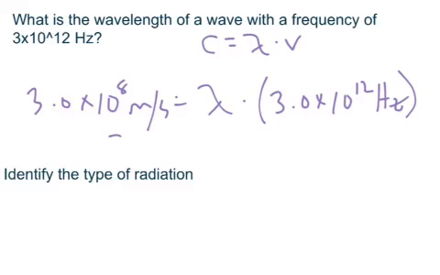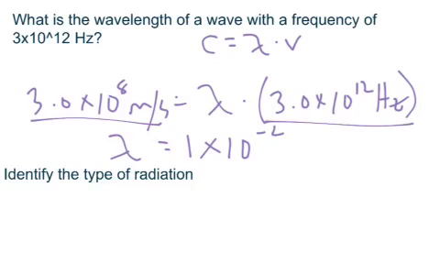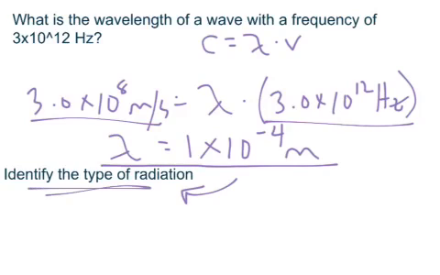So in order to solve for wavelength, you would do speed of light divided by 3 times 10 to the 12th. And your answer is 1 times 10 to the negative 4 meters. So, if we are solving for wavelength, then we could be asked an additional question. What type of radiation is it? Okay, here's your magnitude of the size of the wave right here.